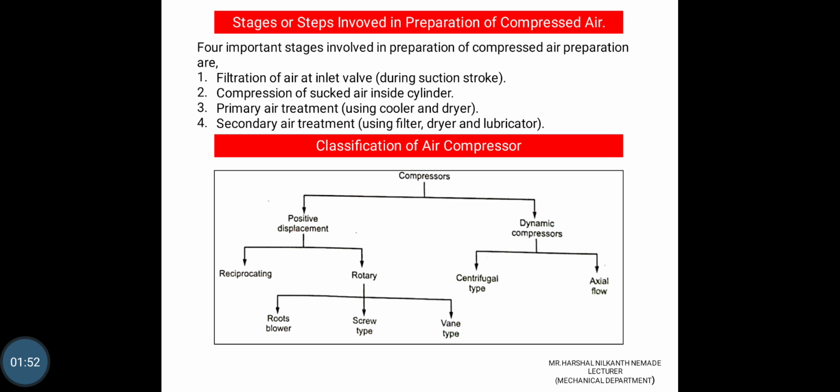Classification of air compressor is given. Compressors are divided into two parts: positive displacement and dynamic compressor. In positive displacement there are reciprocating and rotary. In rotary there are three: roots blower, screw type, vane type. In dynamic compressor there are two: centrifugal type and axial flow.